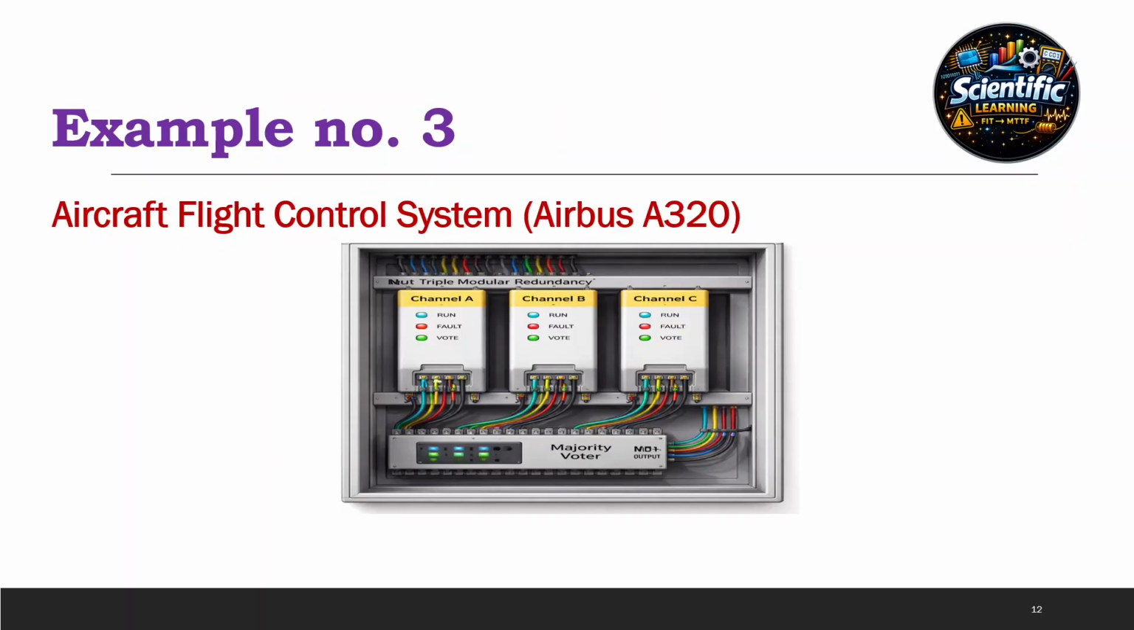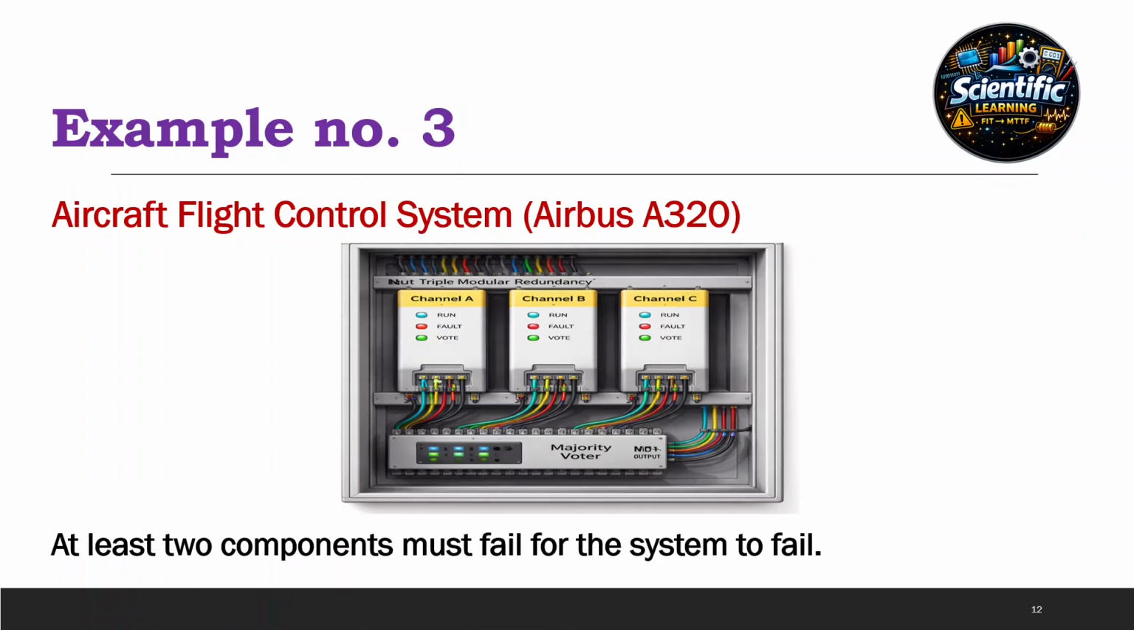The third example and the final one we will see in this video is for the aircraft flight control system, which could be in the Airbus A320. You can see in this diagram there are three channels, channel A, channel B and channel C, configured in the TMR configuration, that is triple modular redundancy configuration. In this configuration, at least two components must fail for the system to fail, or at least two channels rather must function for the system to function.